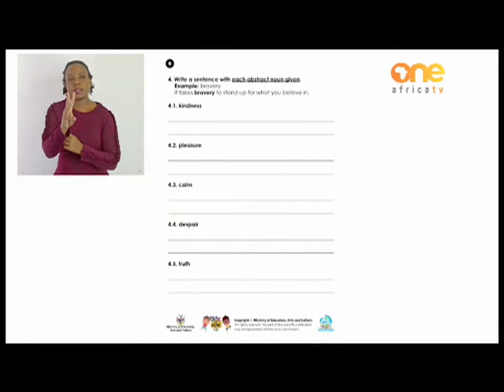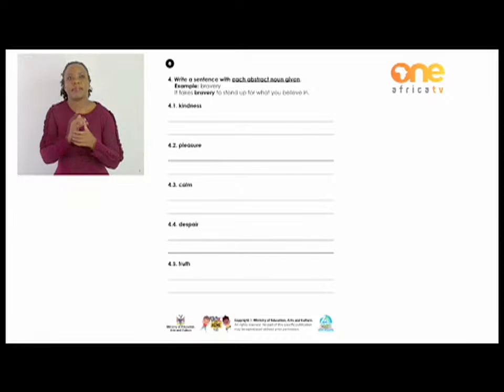Okay. If we turn to page 6, the 4th activity, it says, write a sentence with each abstract noun given. For example, there is bravery. Bravery is our abstract noun that has been given. It takes bravery to stand up for what you believe in. All right. So you do the rest from kindness up to truth.